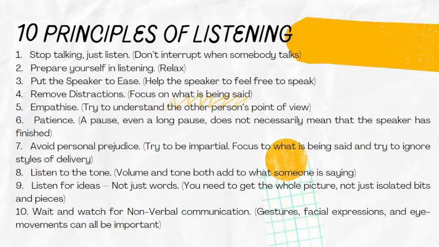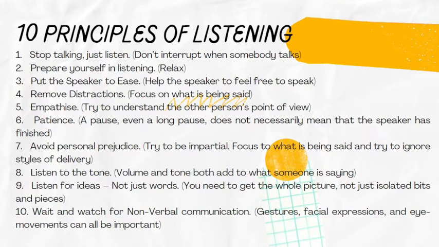Four, remove distraction. Focus on what is being said. Five, empathy. Try to understand the other person's point of view. Six, patience. A pause, even a long pause, does not necessarily mean that the speaker has finished. Seven, avoid personal prejudice. Try to be impartial, focus on what is being said, and try to ignore styles of delivery. So if he or she is not that fluent in speaking or has an accent, let us try to understand his or her background, no?